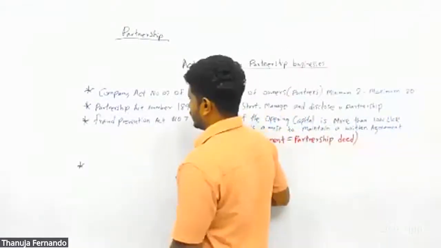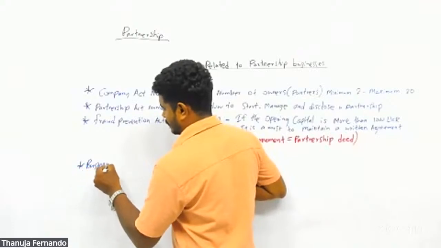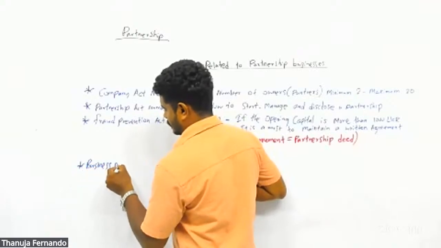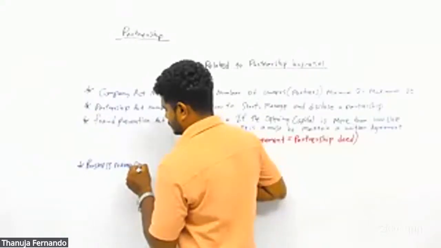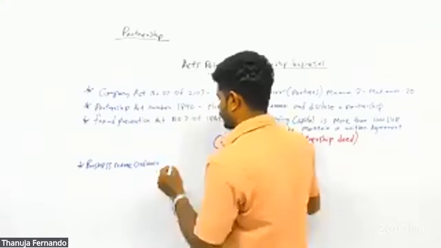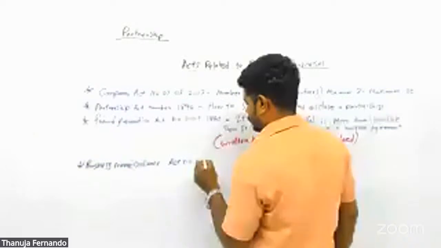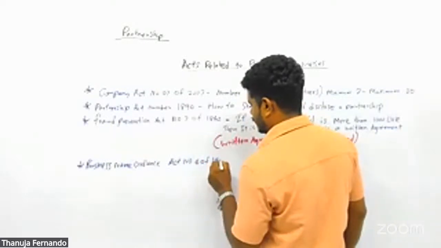Fourth one, business name. You know this act, Business Names Act number 6 of 1918.